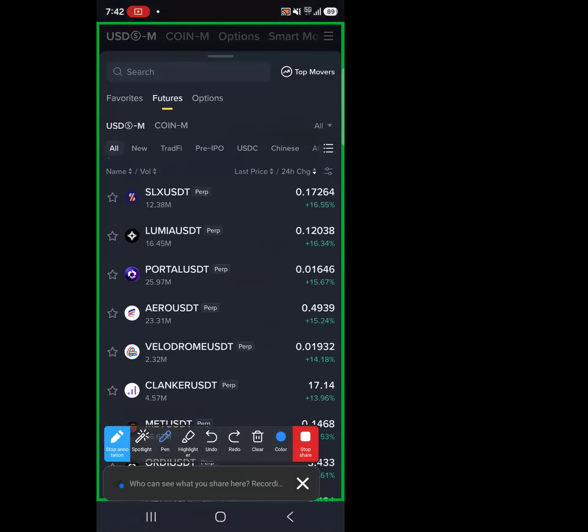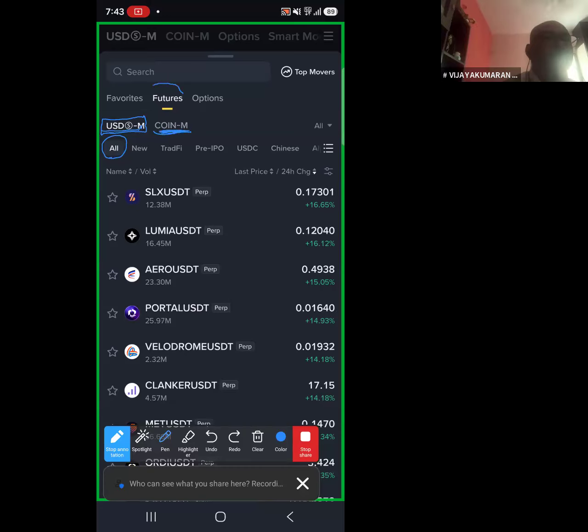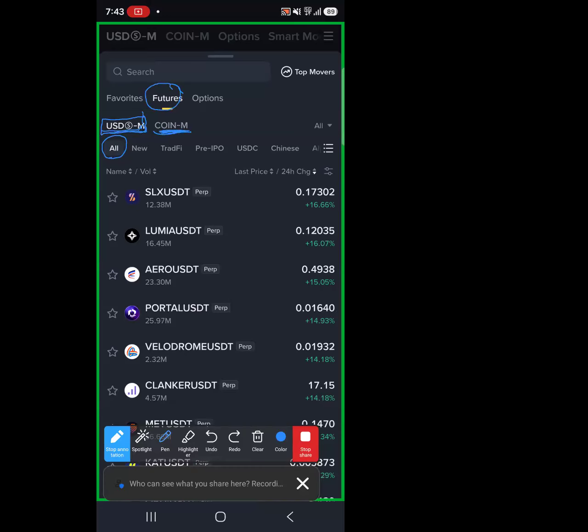When it is on all, make sure you see the coin M and then the USD. Remember, we're using the US dollar trade, the US dollar token, the USDT. So always ensure that you are on the USD M market, not the coin market, okay? Make sure you're on the futures market and on the US dollar market.